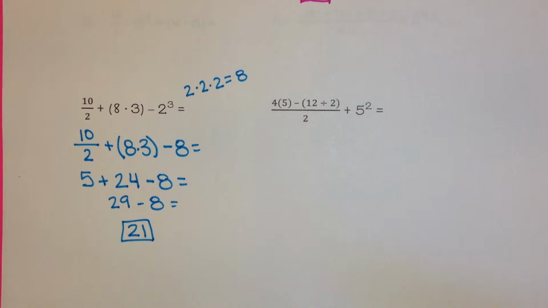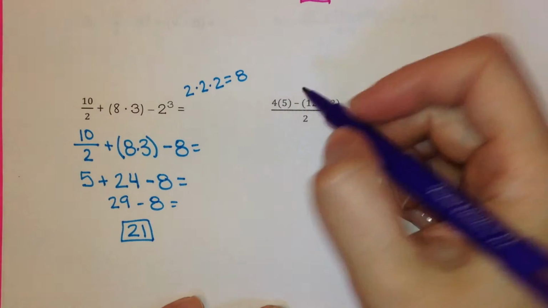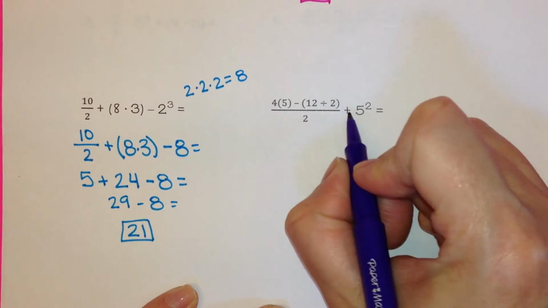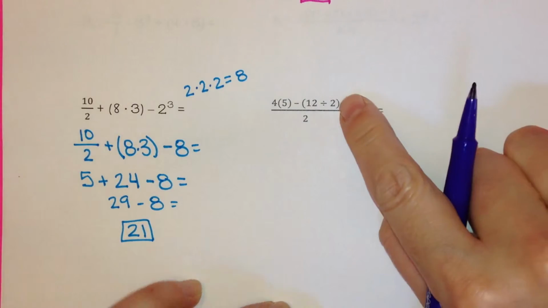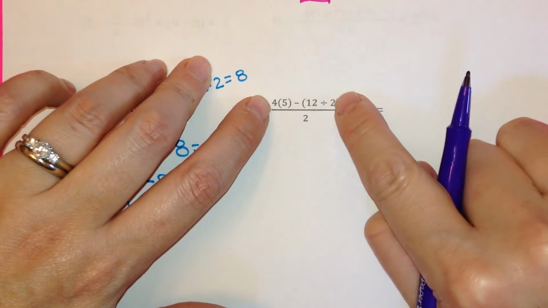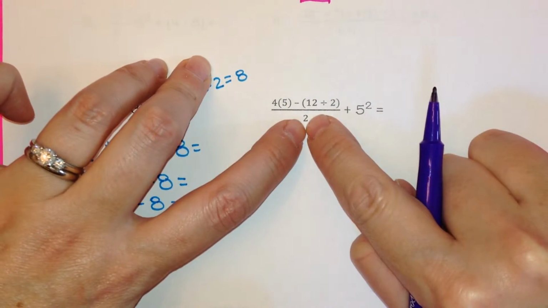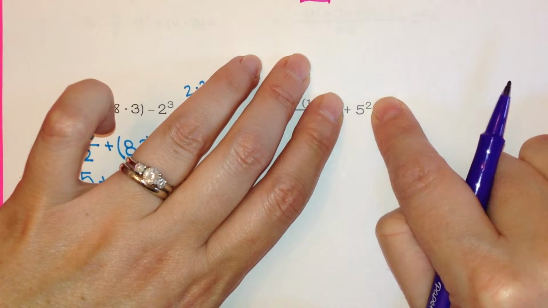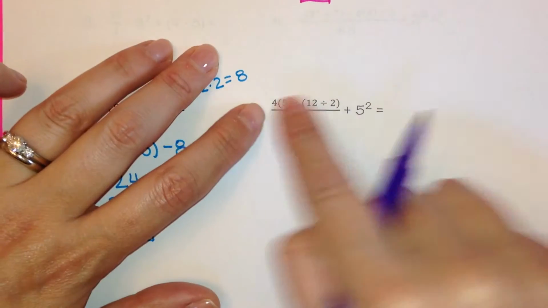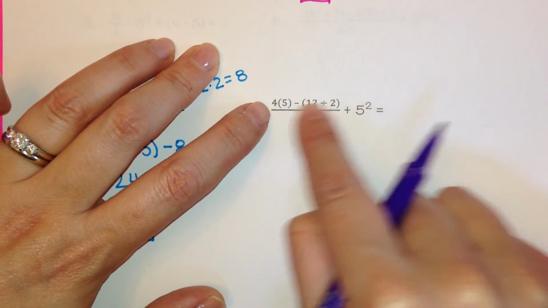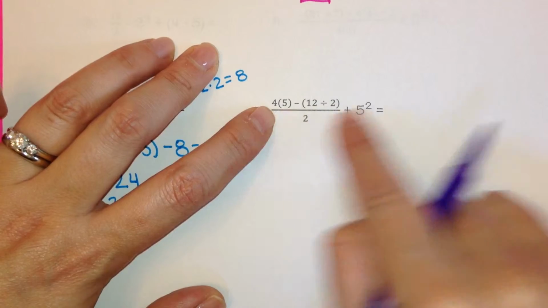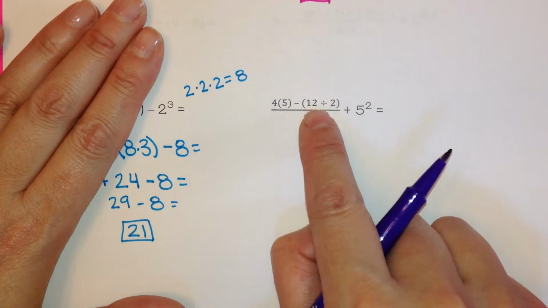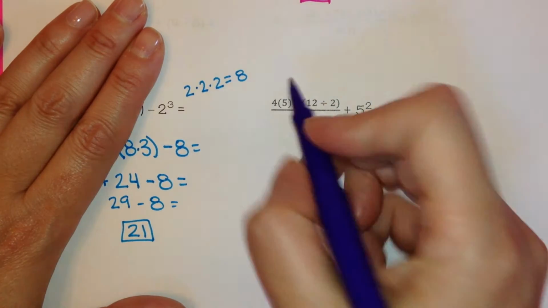Okay, so this problem, we have a fraction problem here, or division, plus 5 to the second power. So I need to simplify everything that's on the top here first before I can divide it by 2. And then once I've done all of that, then I can add on the 5 to the second power. So I'm going to start with the top here because I need to simplify what's up there, but I also have an exponent. So, well, exponents do come after parentheses. So I'm going to start up here.